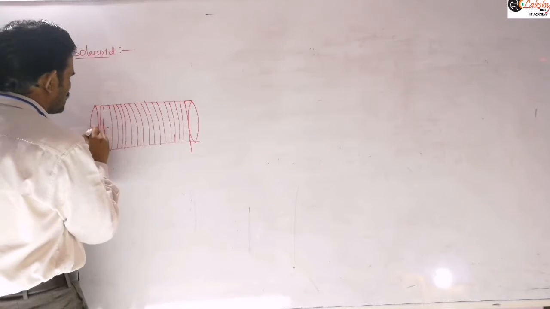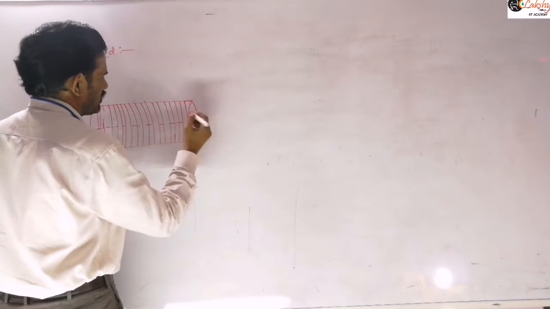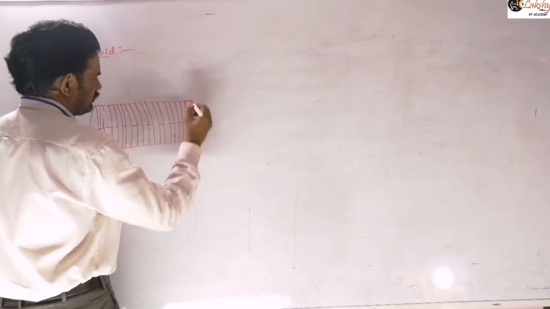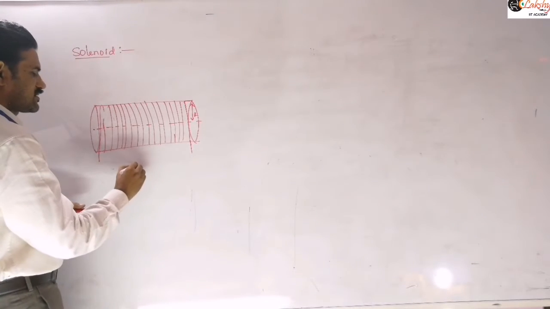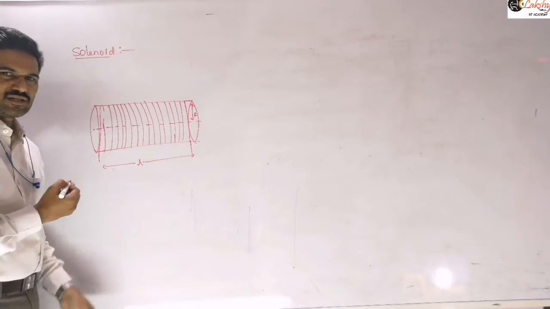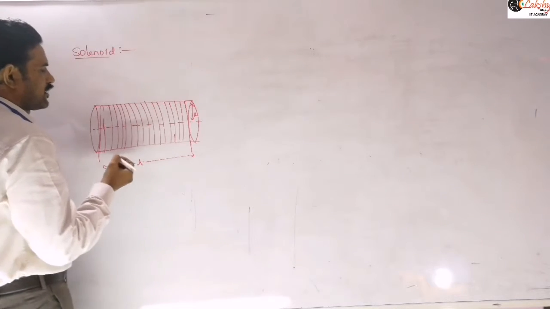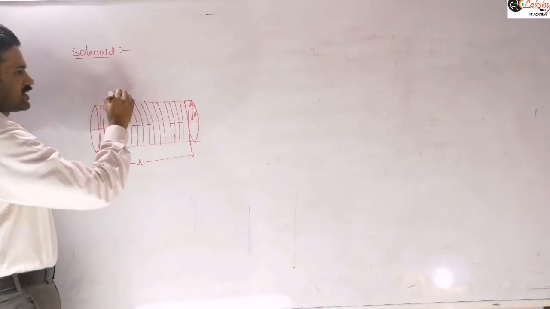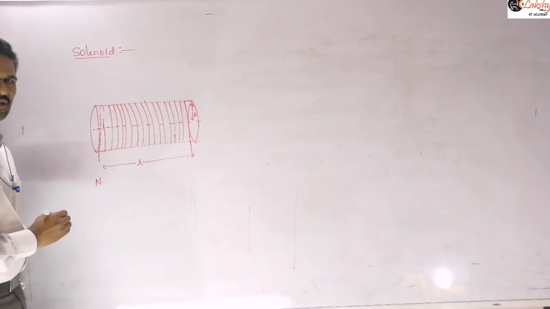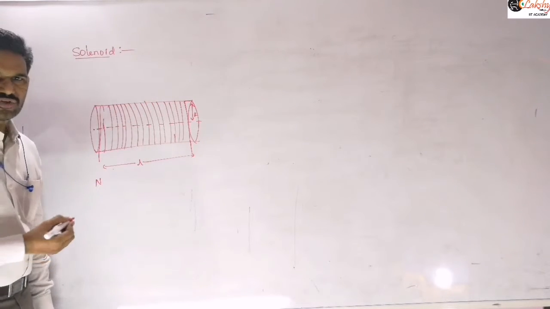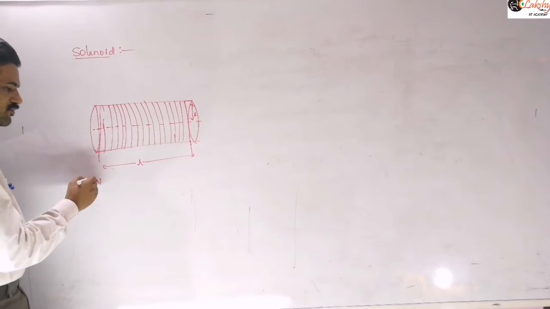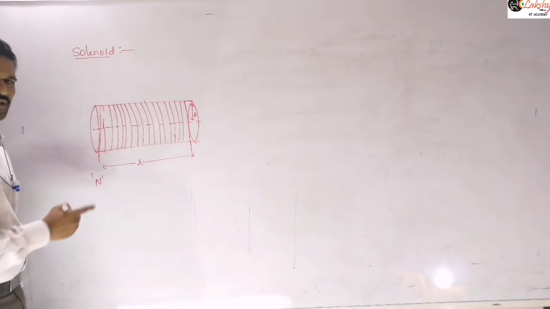I am taking this as the axis of the solenoid. Let us take this as the radius, R, and let us take the length as L. Later you can consider it as infinite, that means a very long length. Then the number of turns we may consider as N. So N is the total number of turns, for example. Then the number of turns per unit length, small n, we represent here.